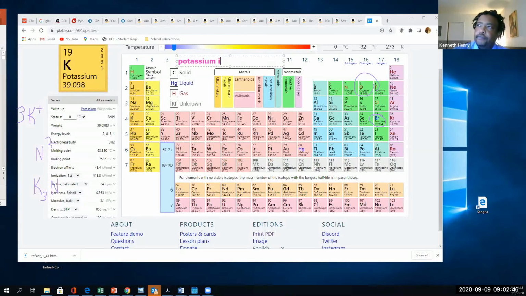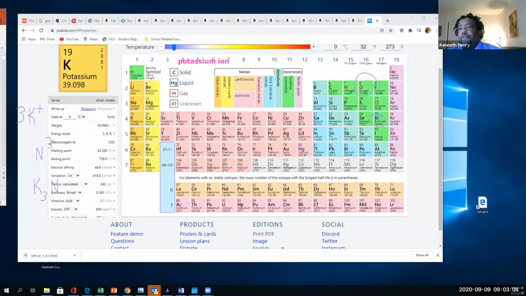Potassium ion. Okay, and we know potassium is in that first column. It's always going to have a +1 charge, right? We've kind of already talked about that. So that potassium ion, we know is going to be a +1. So we know what to write down when we hear potassium ion.